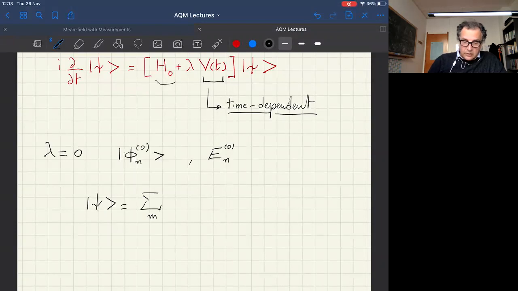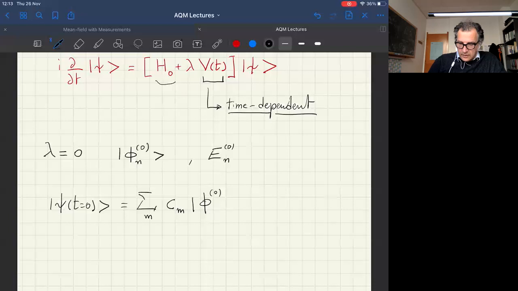Okay, sorry. No, I want to use it. So suppose that you know psi at time t equals 0, and you just write it as a sum over m, c m, phi 0 of m. Okay, so this you can do because phi 0 of n is a basis of the problem. So can you tell me what is psi of t? This is a question for you.